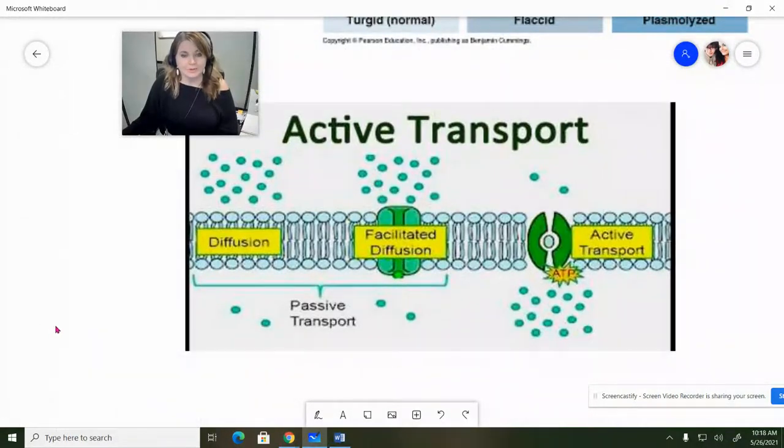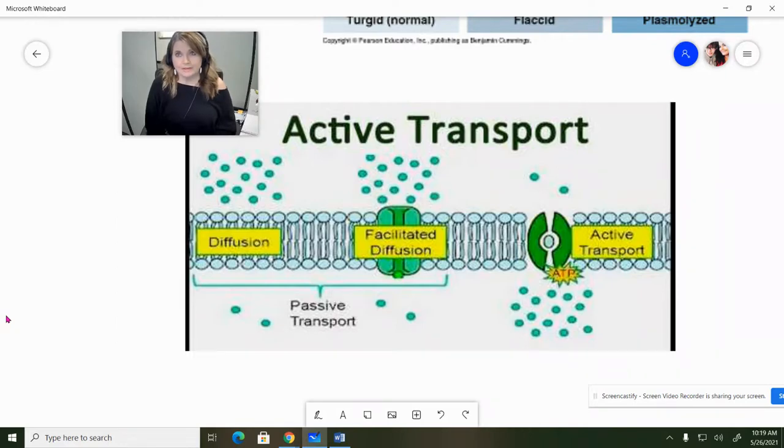All right, so then our next type of transport is called active transport. And active transport is a type of transport that requires additional energy. So there are some situations where you need to move stuff to an area where there's already a lot of it. And then diffusion isn't going to work. So this requires additional energy.